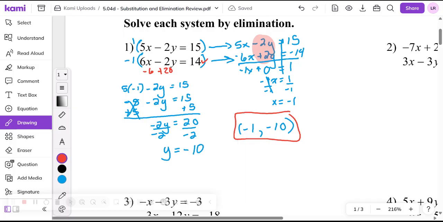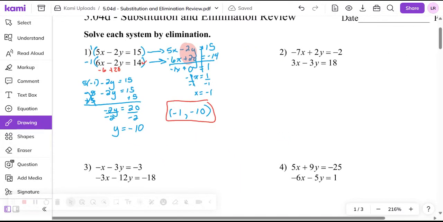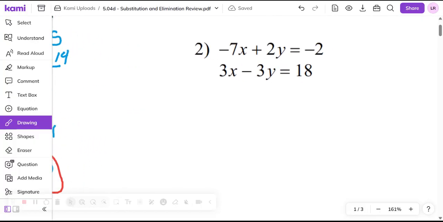Okay, so that is elimination. Okay, now let's look at number 2 together.